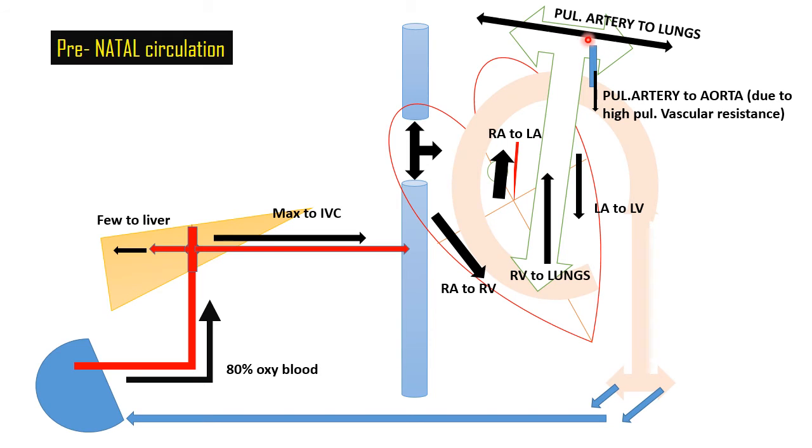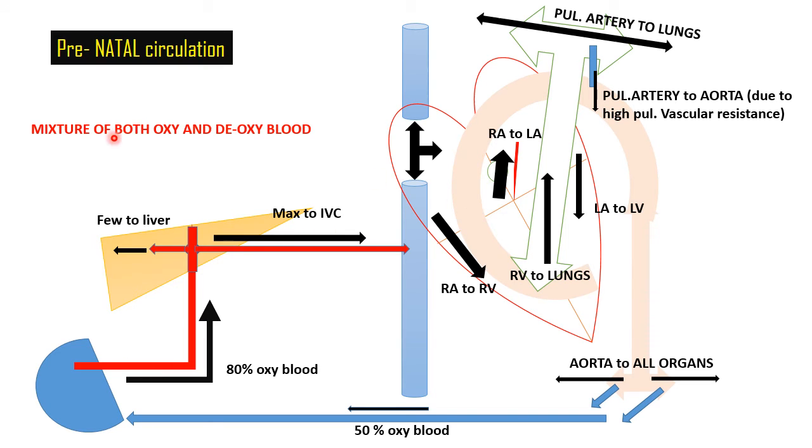The maximum amount of blood is pumped into the aorta through the ductus arteriosus. From the left ventricle, the aorta takes the whole amount of blood to supply all the organs. From all the organs, the blood is collected and re-enters the placenta for oxygenation and the diffusion of nutrients, and again supplies the whole body.